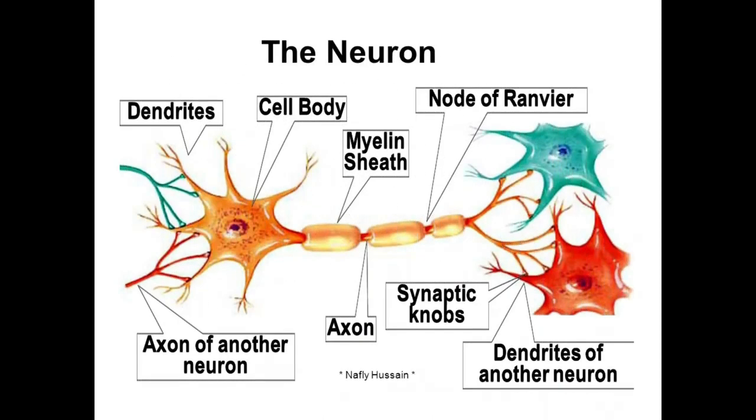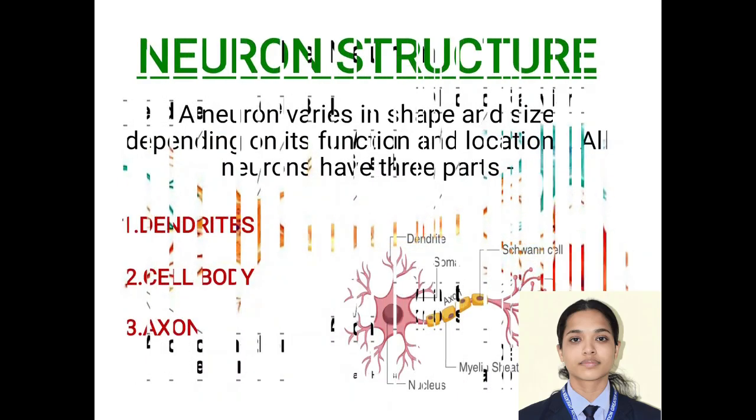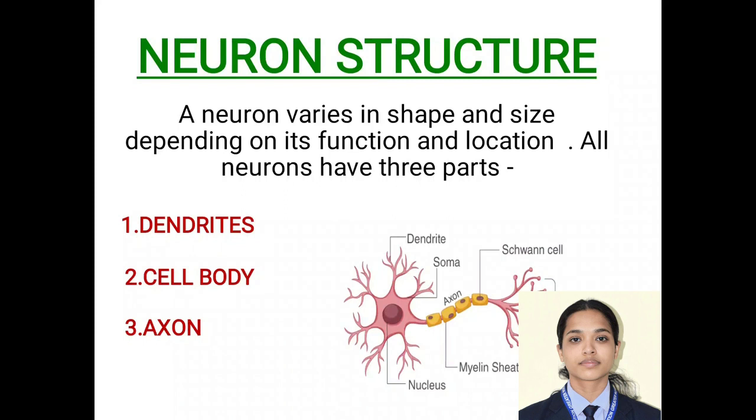So here I had given the structure of a neuron. You can see here the dendrites are mentioned, axon is mentioned, cell body, and here the myelin sheath is there, synaptic knobs are there, node of Ranvier is there. Let's discuss some of the parts of a neuron. Basically a neuron varies in shape and size depending on its function and location. All neurons have basically three parts. First one is dendrites, second one is cell body, third is your axon.